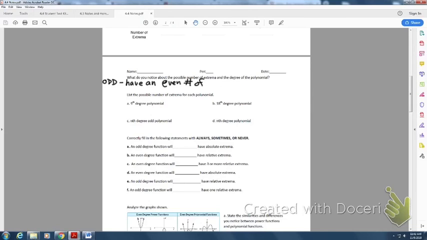Sorry, even number of extrema. Okay, because if you look back, those odd degrees, we had that it was just a 5th degree polynomial, but it had 4, 2, and 0. All right, and those are the only number of extrema a 5th degree can have. If it is an even degree polynomial, it will always have an odd number of extrema.